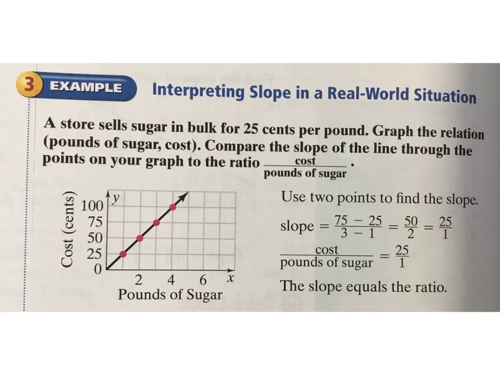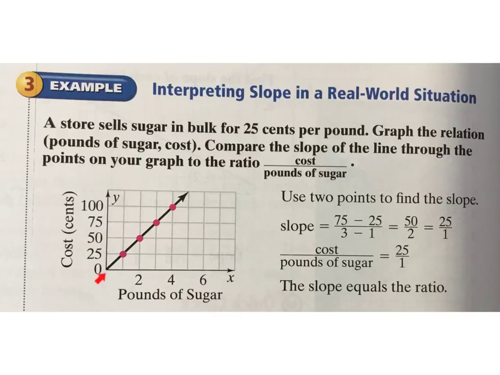Now, you've done a lot of this too. Just a review of this again today. Interpreting slope for real world, right? Obviously this isn't real world, but using the slope in a story problem. A store sells sugar in bulk for 25 cents a pound. Graph the relationship, pounds of sugar over cost. Compare the slope of the line through the points on your graph on the ratio.